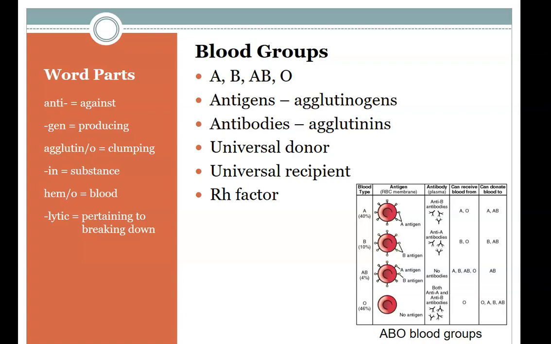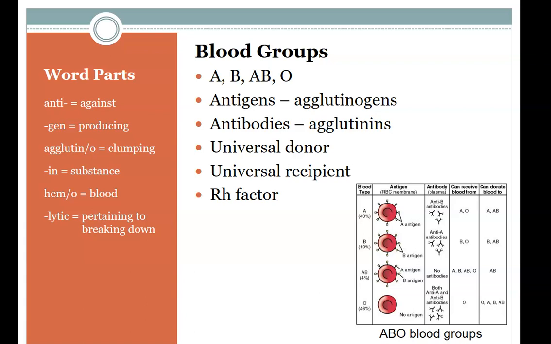Because of this recognition as foreign, the body produces substances called antibodies to neutralize the invader. In blood, the antigens are called agglutinogens because they are substances that produce clumpy substances, which is agglutination, and the antibodies are called agglutinins. Type A blood has A antigen. Type B has type B antigen. Type AB has type A and B antigens. And type O has neither A or B antigens.